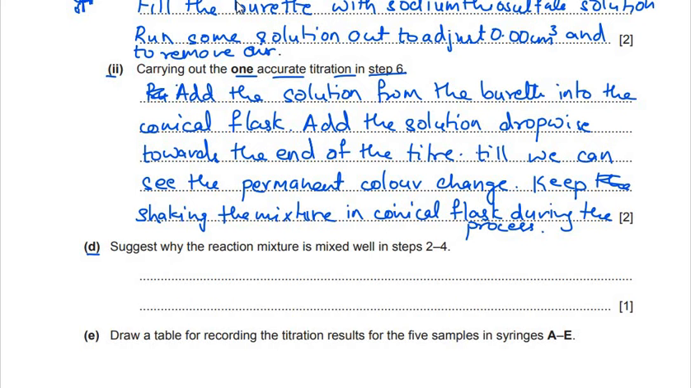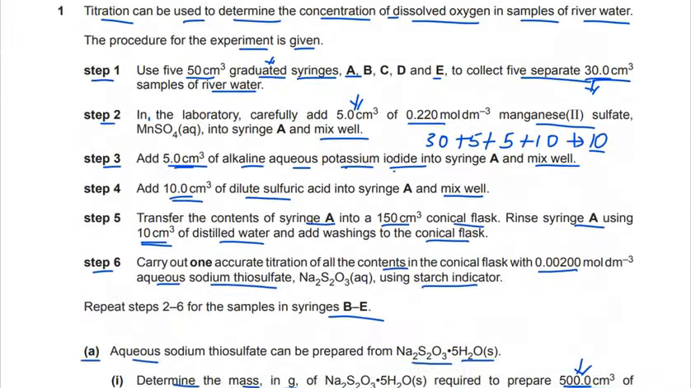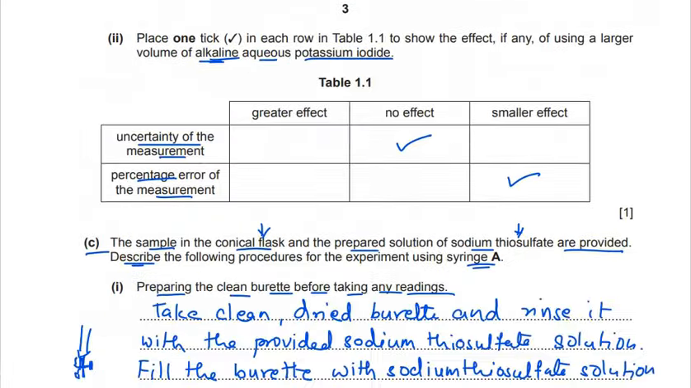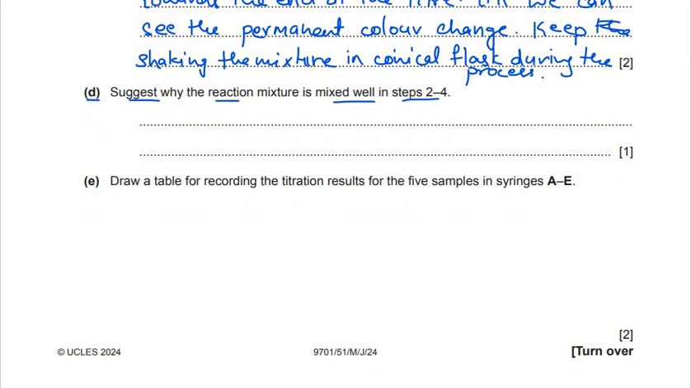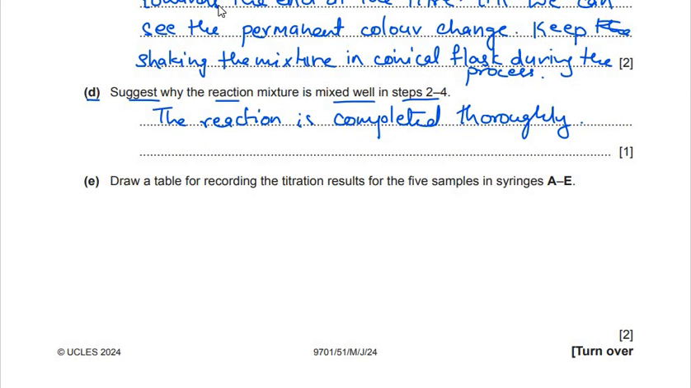So D, next part, suggest why the reaction mixture is mixed well in step 2 and 4. In step 2 and 4, you can see that we have added manganese sulfate. Then in the third step, what we had added? In the third step, we had added alkaline potassium iodide, and then we had added 10 centimeter cube of sulfuric acid. So they are asking why the mixture is mixed well in step 2 and 4. And there is a very simple reason that the reaction is completed thoroughly or properly. That's how we can write it. The reaction is completed thoroughly so that it is mixed well.